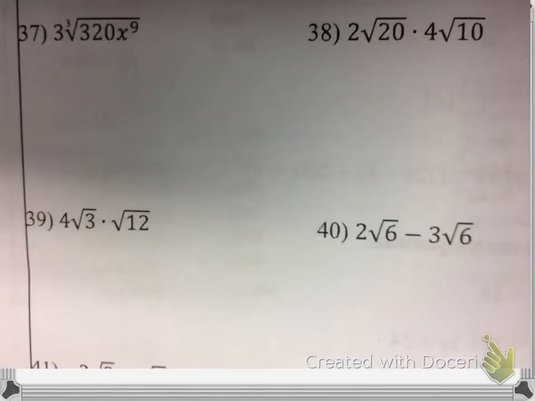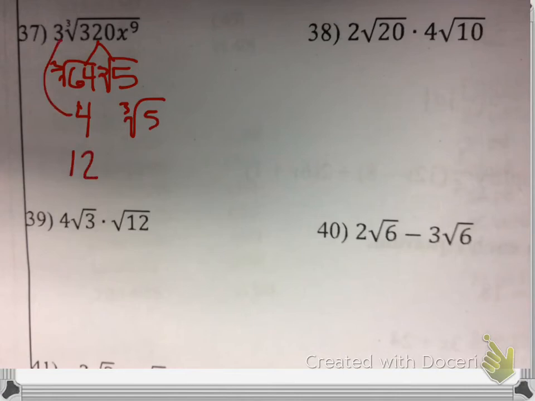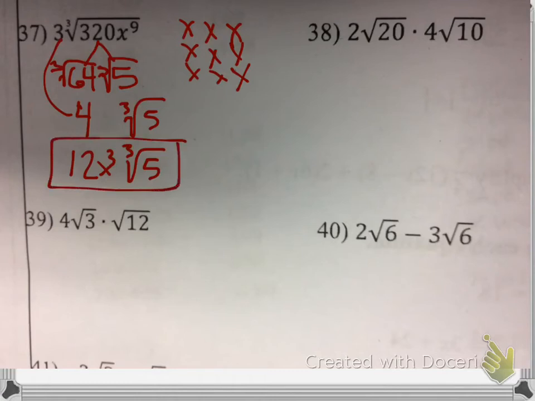Then you go over here to 37. Here's another one that's a cube root, so I'll go back to the cube table. This one ends up being 64, and 320 divided by 64 is 5. The cube root of 64 is 4, and then you get the cube root of 5. Now I need to multiply that 4 times 3 to get 12, cube root of 5. And then x to the ninth, 9 x's, will give me groups of 3, 3 groups with none left over. So my answer for this one is 12x cubed, cube root of 5.